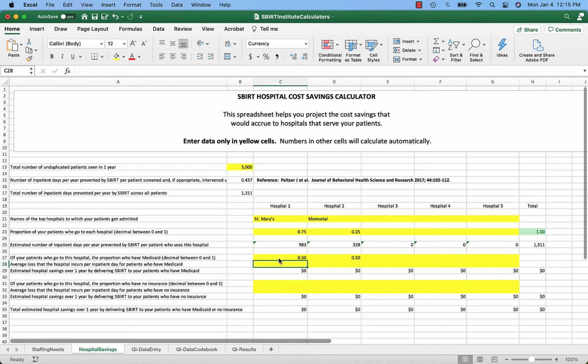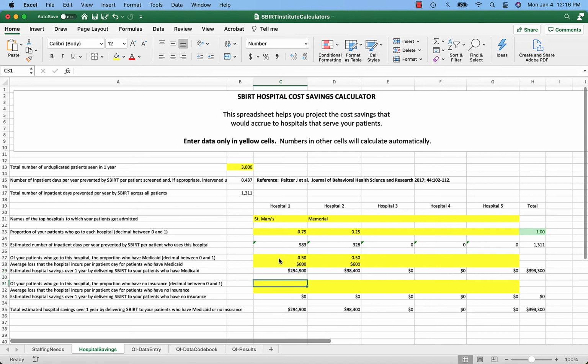In row 28, enter the savings that each hospital would realize if a Medicaid reimbursed inpatient day were avoided. I've conservatively estimated $600 a day. Please consult with your hospitals for their actual savings. Row 29 shows the total savings we can expect for all Medicaid patients at each hospital.